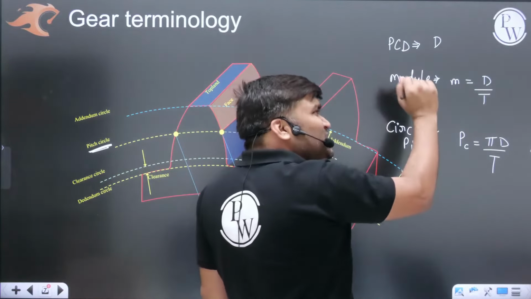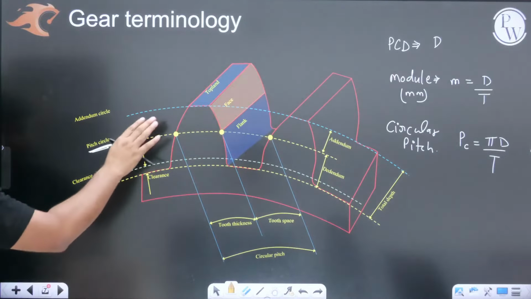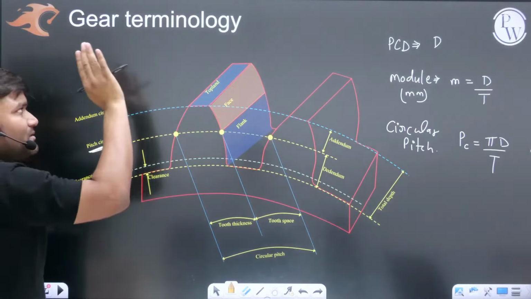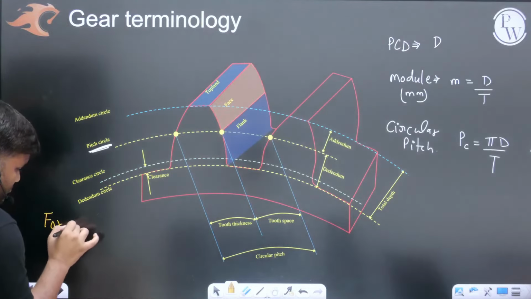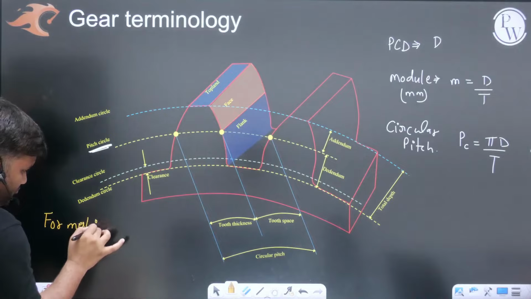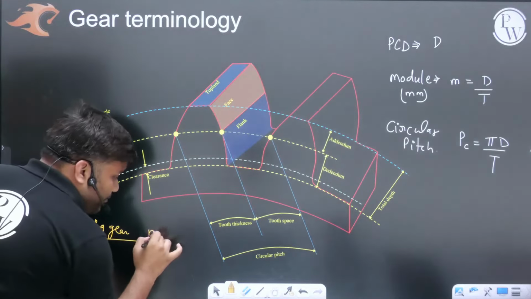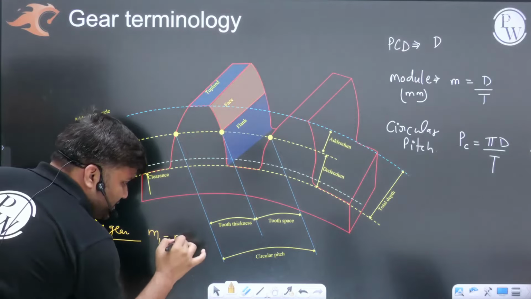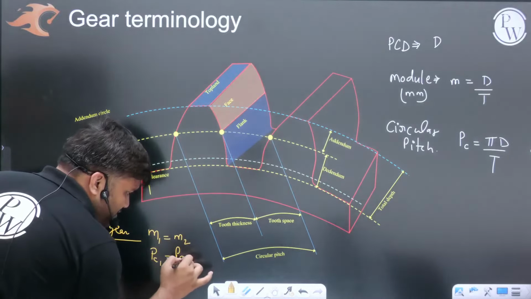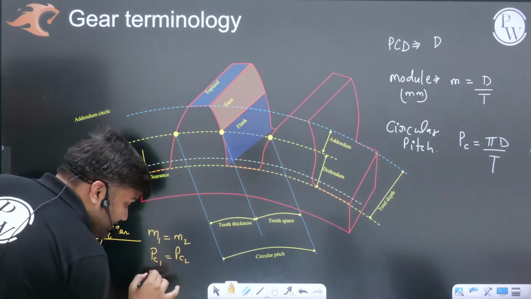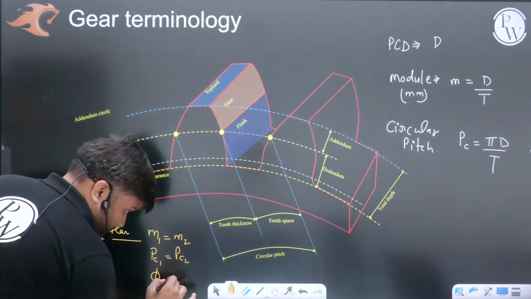For meshing gears, a few things must be the same. One gear is meshing with another gear. Let me write it down. The module must be the same: M1 must be equal to M2. Circular pitch Pc1 must be equal to Pc2. Clear? And then there is another term known as pressure angle: Phi1 must be equal to Phi2.